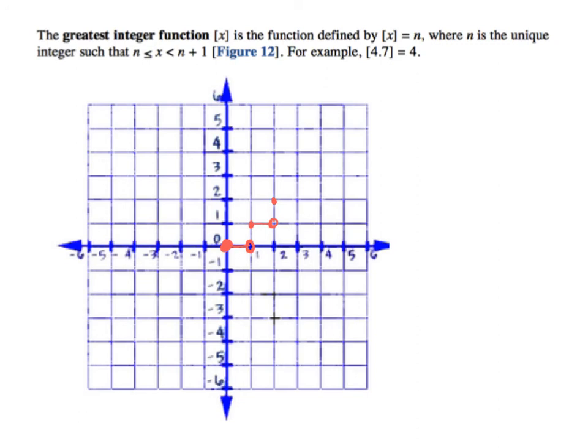So now anything from 2 up until not inclusive of 3 falls back to 2, and so forth. So this is called a step function. This has discontinuities at every single integer, and they are jump discontinuities that are right continuous.